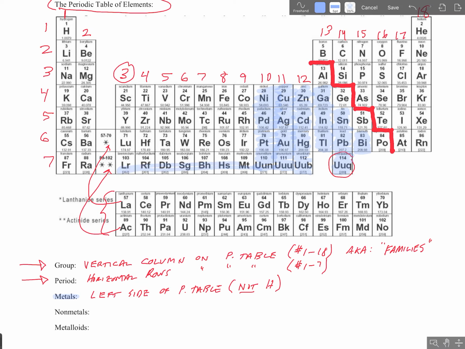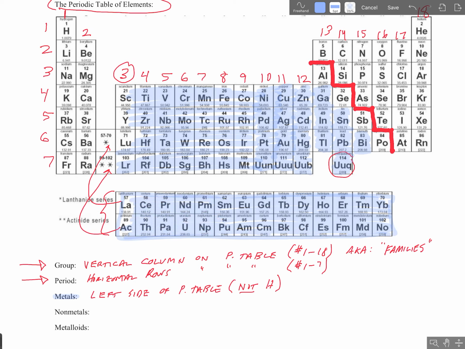There are all of these elements on the left side of the periodic table. When I say the left side, I'm saying the left side of that red line that I drew in. And all of these at the bottom, these are all metals. So you're going to see that most of the elements on the periodic table are metallic, aren't they? Yeah, there's a bunch of metals.